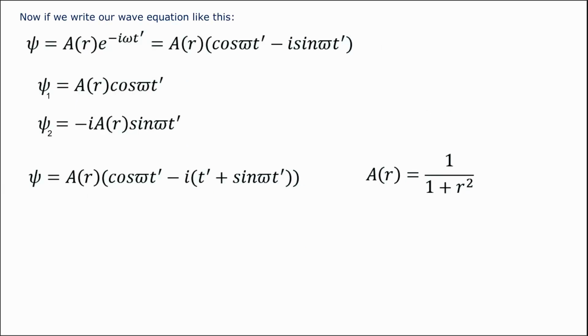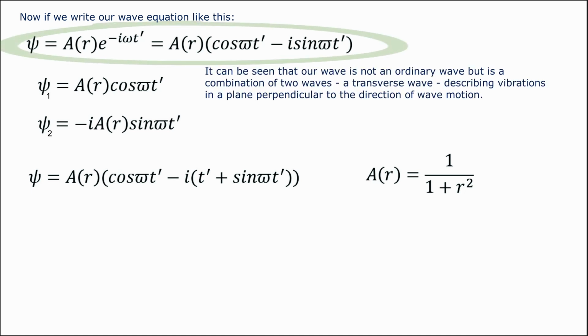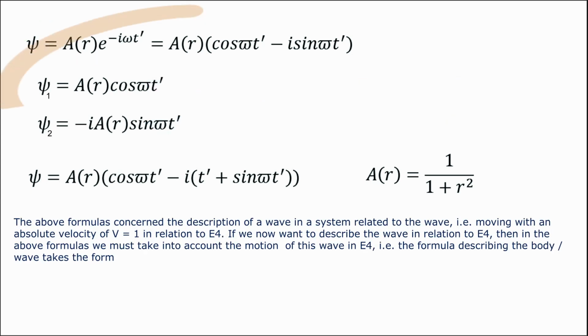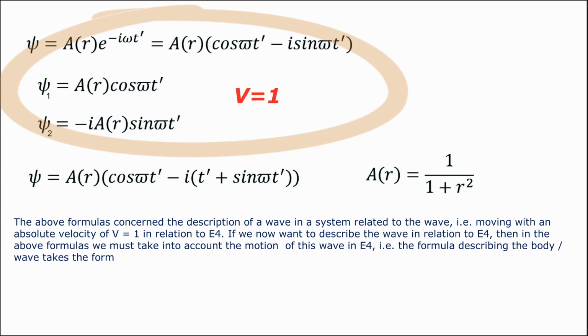Now, if we write our wave equation like this, it can be seen that our wave is not an ordinary wave, but is a combination of two waves. A transverse wave describing vibrations in a plane perpendicular to the direction of wave motion, and a longitudinal wave, defining vibrations along the direction of wave motion in E4. The above formulas concern the description of a wave in a system related to the wave, i.e. moving with the absolute velocity of v equals 1 in relation to E4.